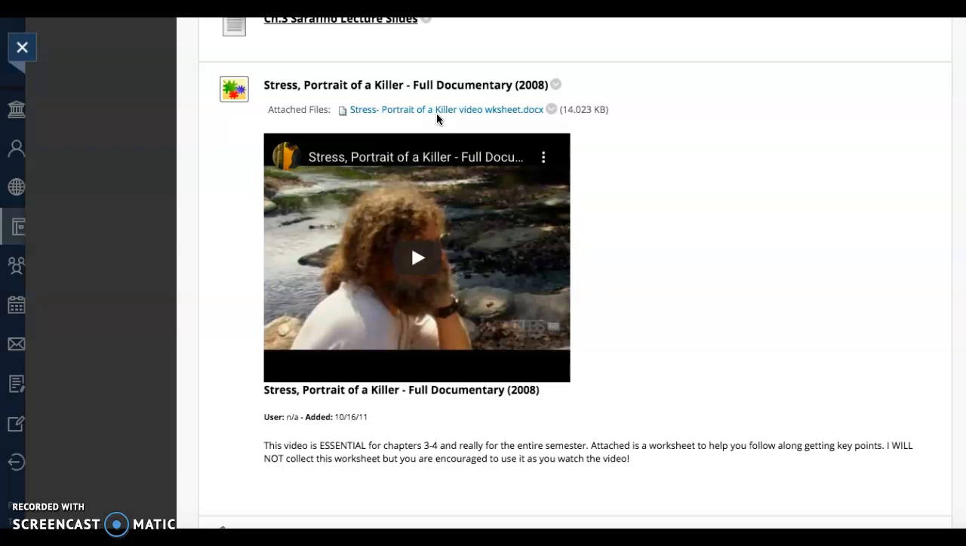So the worksheet's meant to help you not zone out and focus on all the key things I want you to get out of this video. Sometimes you might have to stop the video and play it back in certain parts, because he goes over how stress affects your body: short-term, long-term, good stress, bad stress, the systems of the body that are affected, and he's going to talk a lot about the nervous system and the endocrine system.